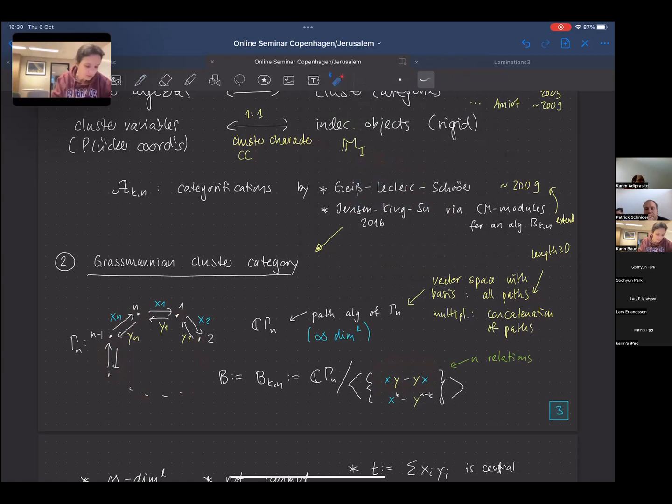And then there's another type of relation which is important for the Grassmannian picture. So here we see the K appearing. Whenever I use K of the X's, I want that to lead to the same result as using N minus K of the Y's. So this is also N relations.